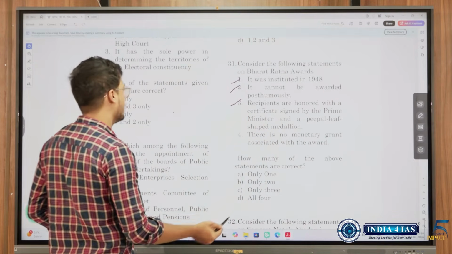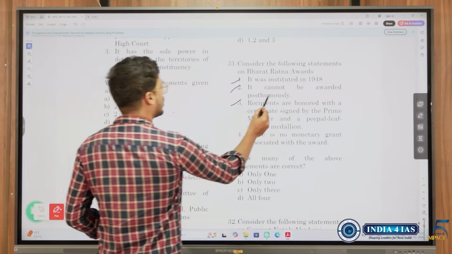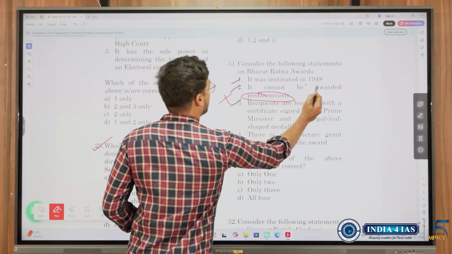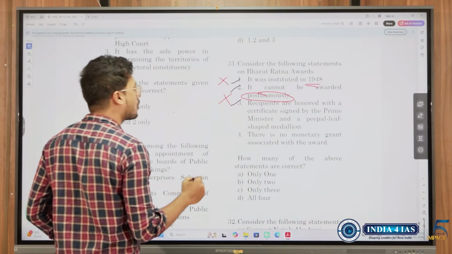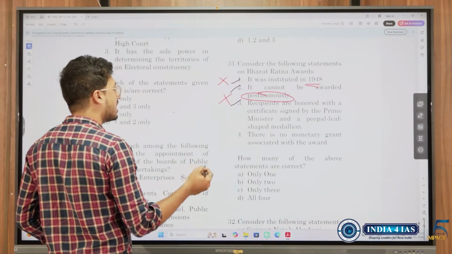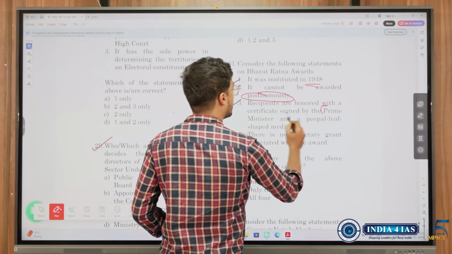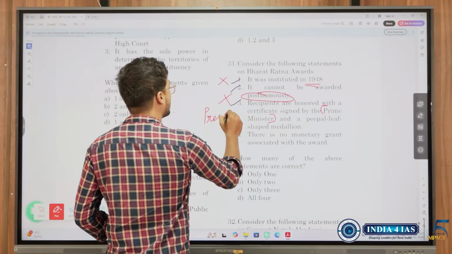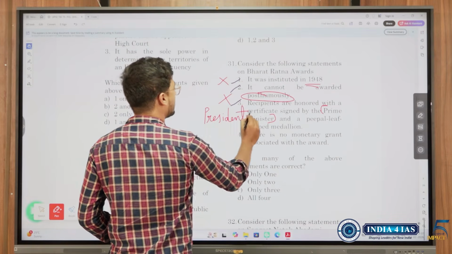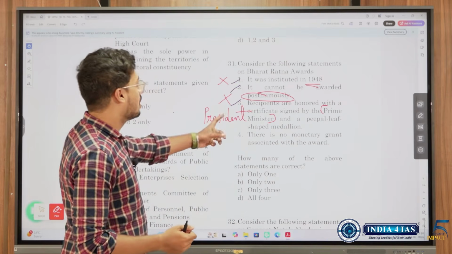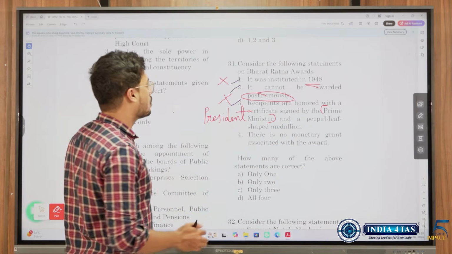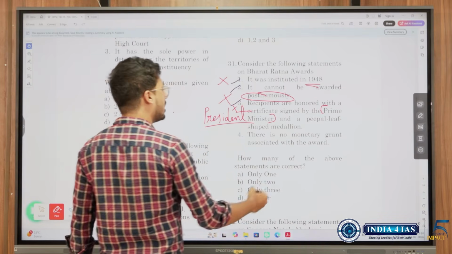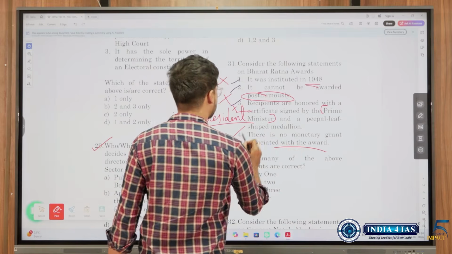It cannot be awarded. If you did not know, and you took it negatively, you would have got this as correct. Year not sure, could be a wrong fact. Recipients are honored with a certificate signed by the Prime Minister. See, who is the important office when it comes to all these sorts of things? It is the President, not the Prime Minister. Because Prime Minister is not a constitutional office. Rather, Prime Minister is a party thing. So this too you could have taken as wrong. There is no monetary grant associated with the award. This is the only thing that is correct.